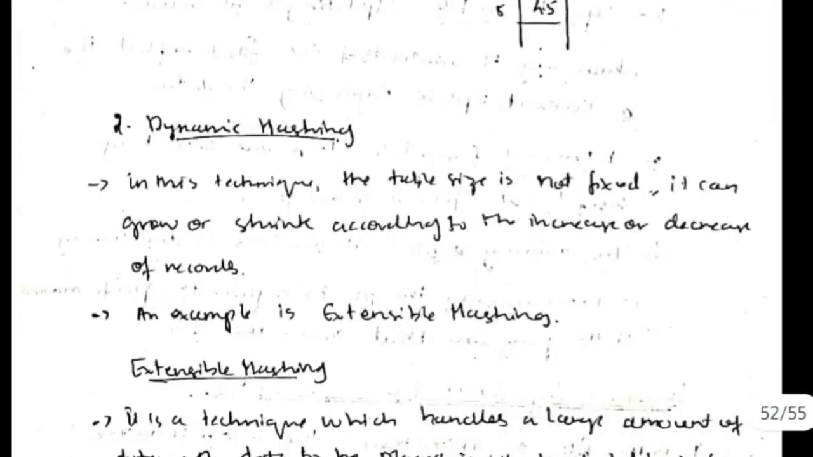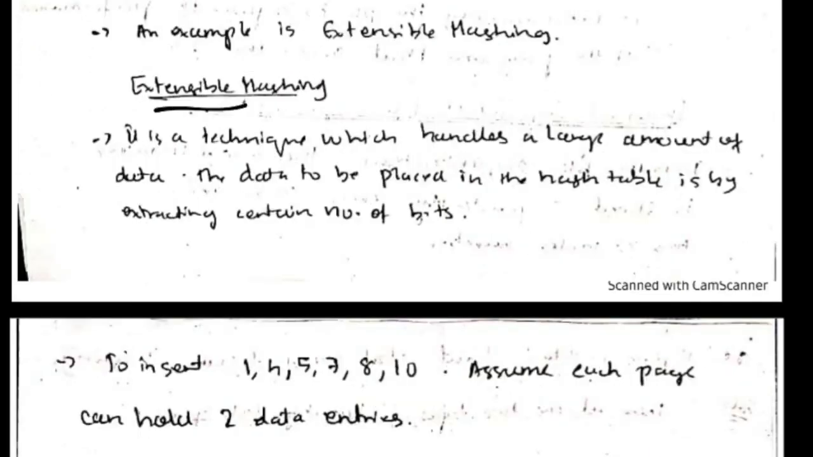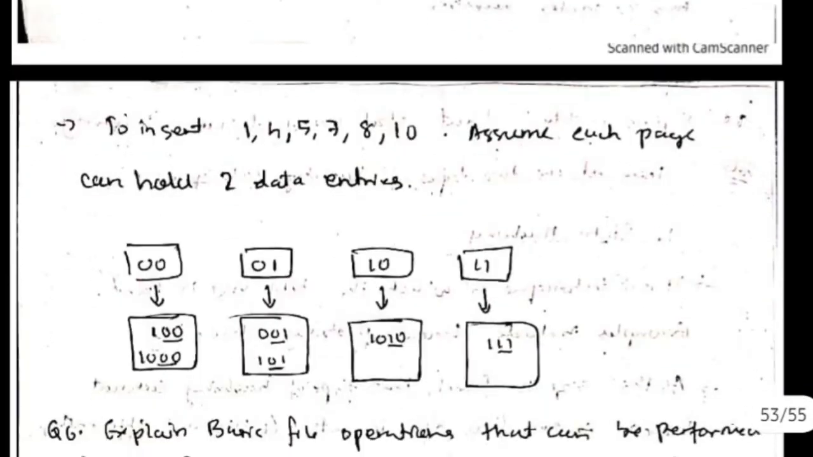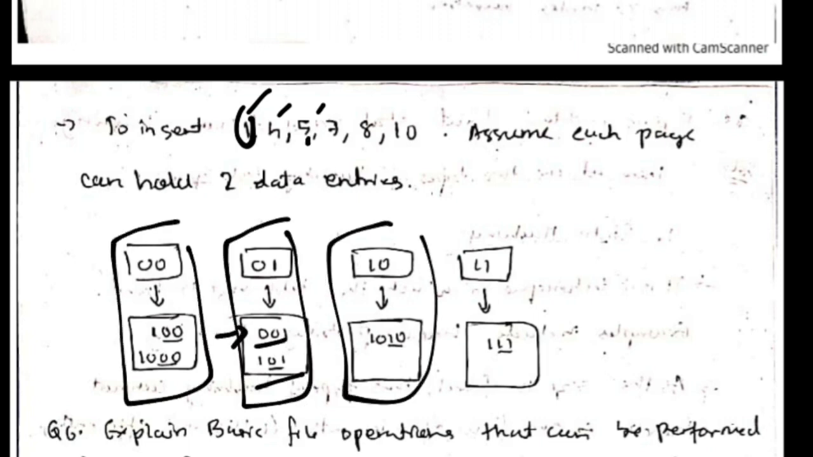But in dynamic hashing that's not the case, because the table size is not fixed. Extensible hashing uses a technique which uses the binary values of the numbers. So the binary value should be stored. See, 1's binary value is 001, so 001 will be stored here and 5 will also be stored with 1. And similarly we will have the other numbers list also.